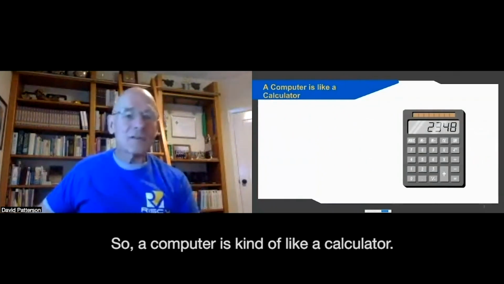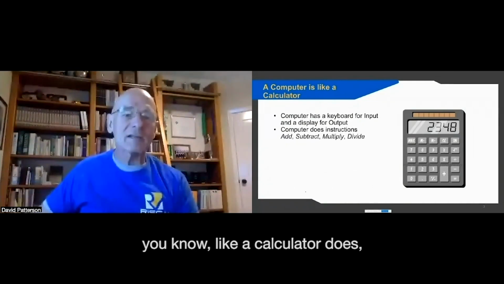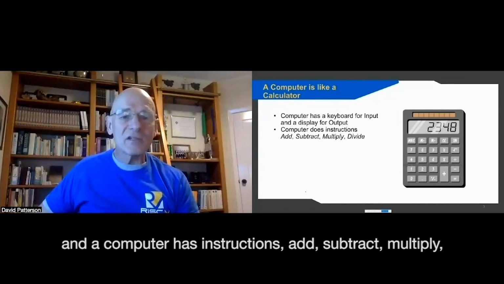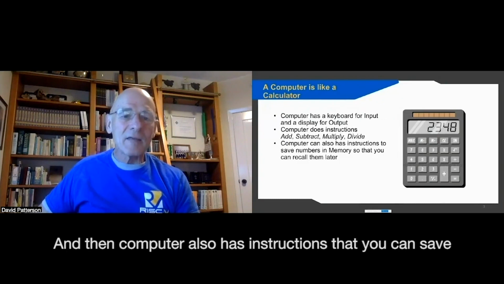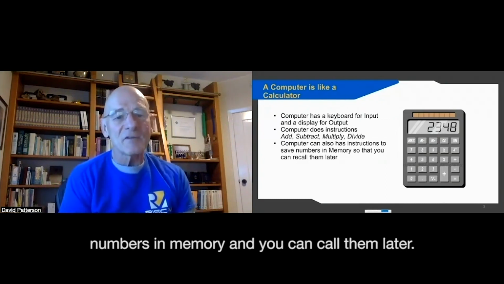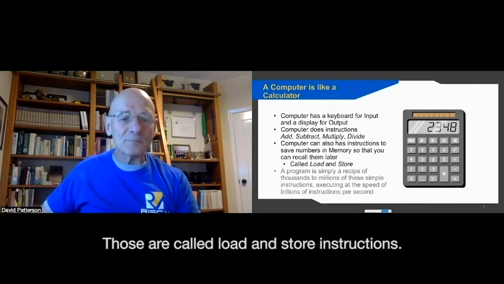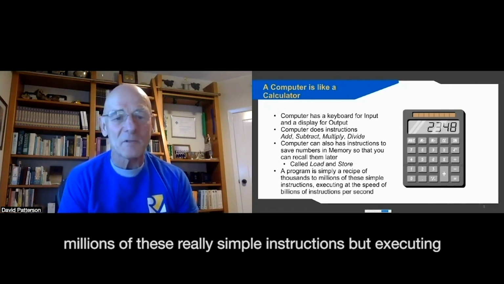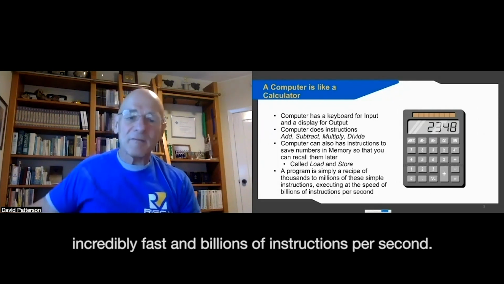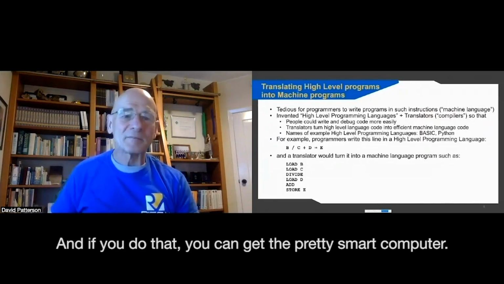So a computer is kind of like a calculator. A calculator has a keyboard for input and a display for output, and a computer has instructions: add, subtract, multiply, and divide, just like the keys on the keyboard. Those kinds of commands work. The computer also has instructions that let you save numbers in memory and call them later. Those are called load and store instructions. A program is simply a recipe of thousands to millions of these really simple instructions, executing incredibly fast at billions of instructions per second. And if you do that, you can get a pretty smart computer.